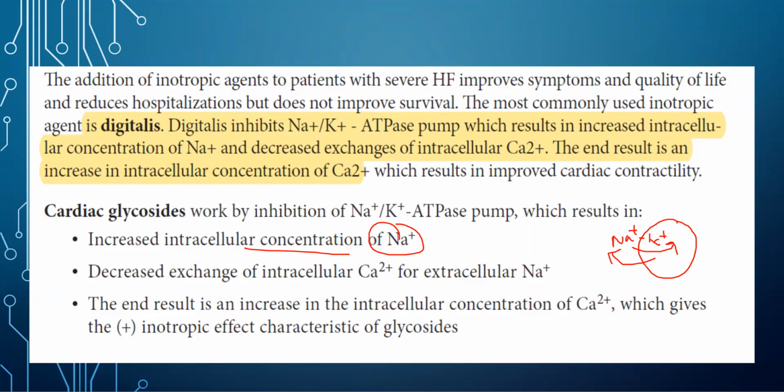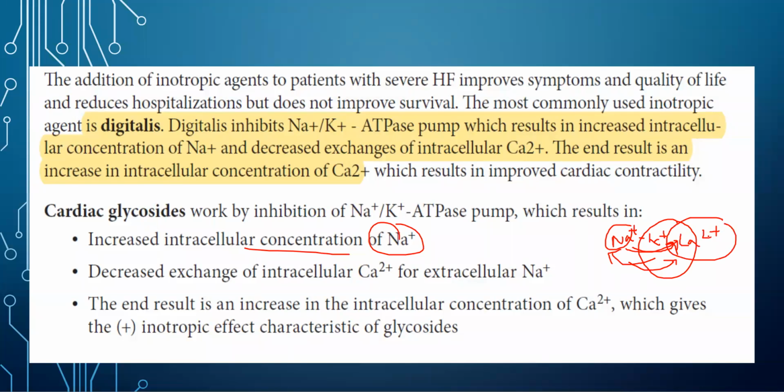When sodium comes outside of the cell, then calcium goes in. All right. Now, when sodium stays inside, calcium stays inside as well. The basic problem is that the pump does not work. Now there is more sodium inside. That means that sodium will also attract more calcium inside the cell. So there is more calcium inside your cell now.